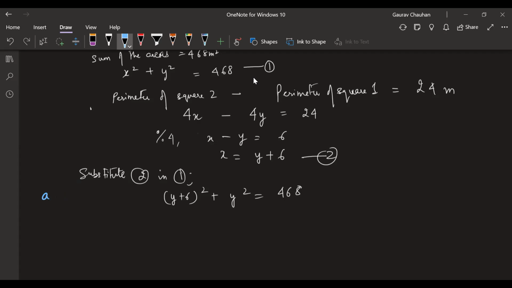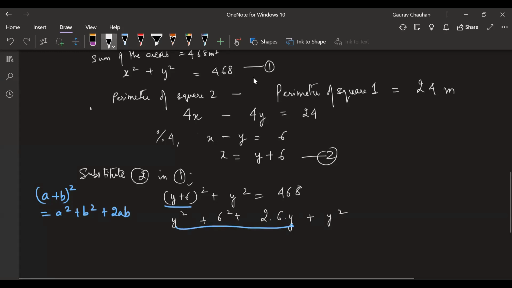Just skipping a few steps. (a plus b) whole square is equal to a square plus b square plus 2ab. So (y plus 6) whole square is y square plus 6 square plus 2 into 6 into y, plus y square, which is remaining here, is equal to 468. I'm going to take everything to the left hand side before I solve. First I'll add the y square and y square.